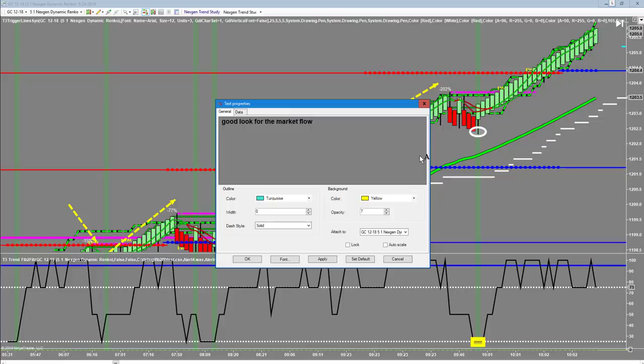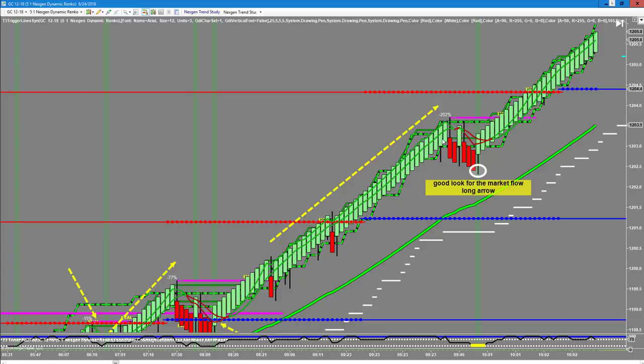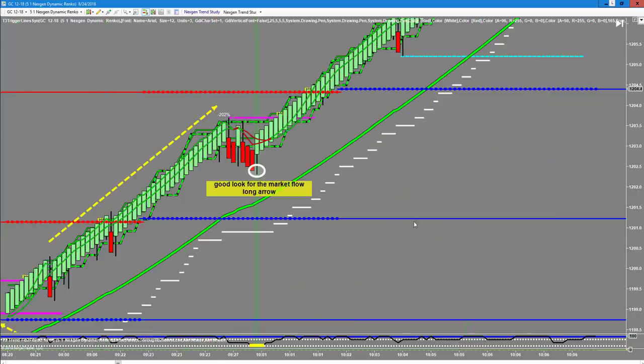Not sure if there was one there or not. We're not going to go that far with it, but because of the strength and because of the trigger lines and because of the overwhelming uptrend, you can get that one market flow extra long trade if you're able. Does that make sense?